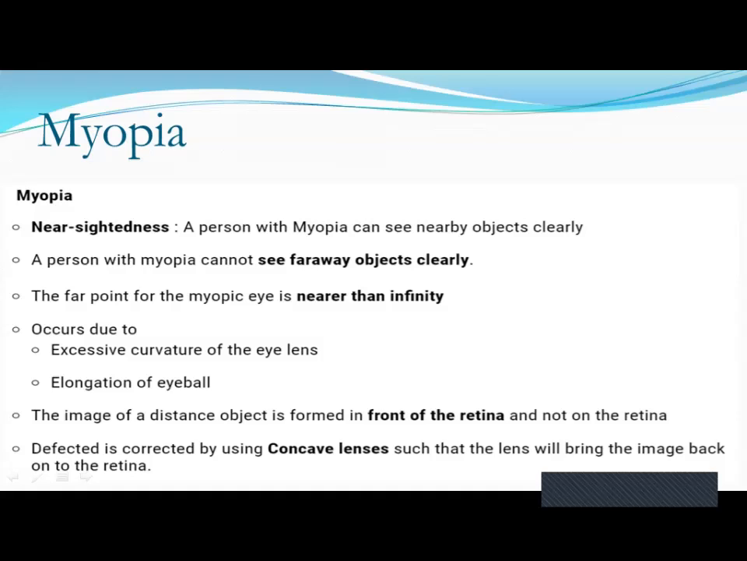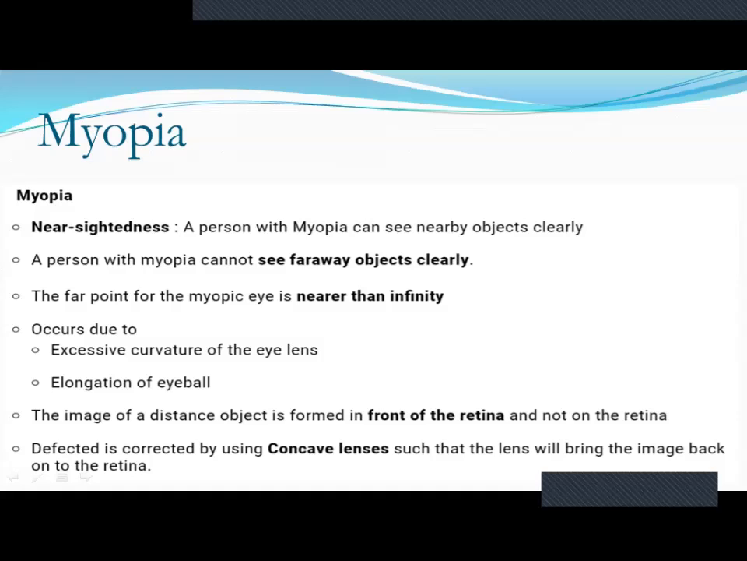Okay, so the image of the distant object is formed in front of the retina. It is not on the retina, it is before the retina. That is, in front of the retina. It gets captured there and not on the retina. So the defect is corrected by using concave lenses. This is very important. Concave lenses are used to correct this defect such that the lens will bring the image back to the retina. Okay.